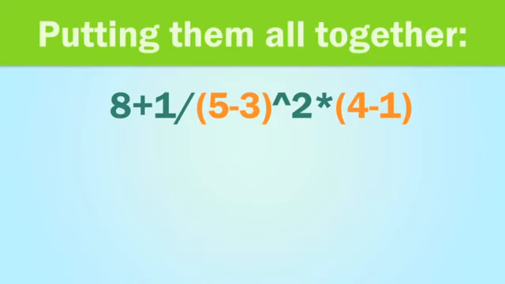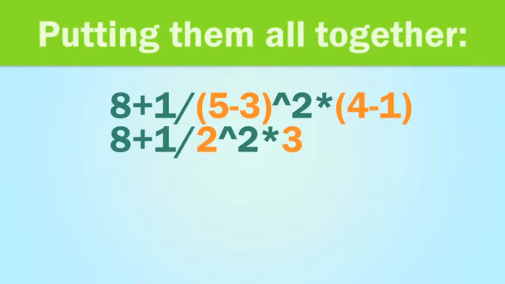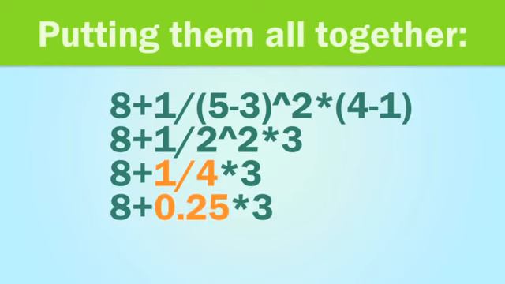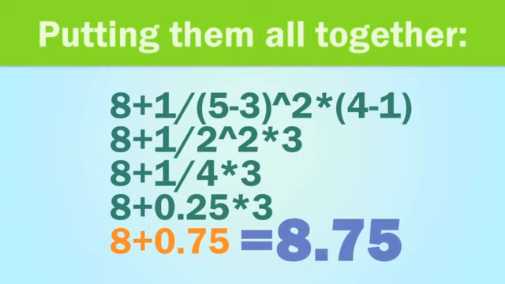We'll start with the parentheses. We'll calculate each of these to get 2 and 3, and you can see that the formula is already starting to look a little bit simpler. Next, we'll look to see if there are any exponents in this formula, and there is one, 2 to the second power, and when we calculate it, it becomes 4. Next, we'll do the multiplication and division going from left to right. And now all that's left is addition, and that gives us our answer, which is 8.75. And that's the same answer that Excel would give you if you entered in that formula.